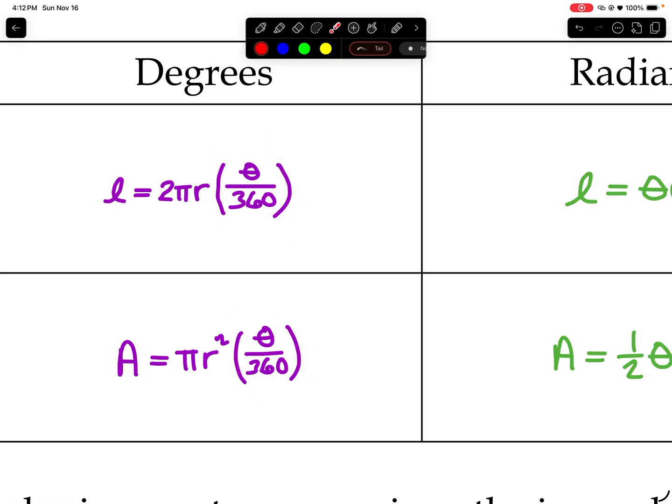So if we're working with degrees, we're still going to use the circumference formula, but then we're going to use a proportional ratio based on the central angle. That would be for both the arc length and for the area of the sector.